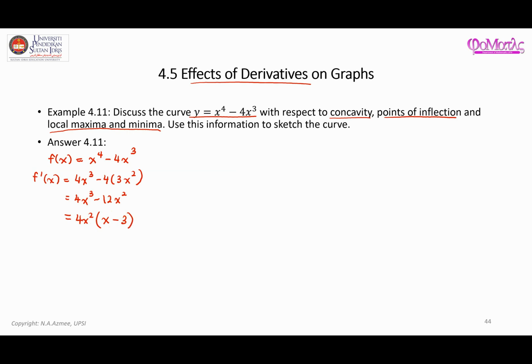In order to find the critical points, we have to set f prime x equal to 0. Therefore, 4x squared times (x minus 3) equals 0. Here we have two scenarios to consider. The first is 4x squared equals 0, or x minus 3 equals 0. So x squared must be 0, and therefore x equals 0. For the other, x must equal 3. These two points are what we call the critical points.